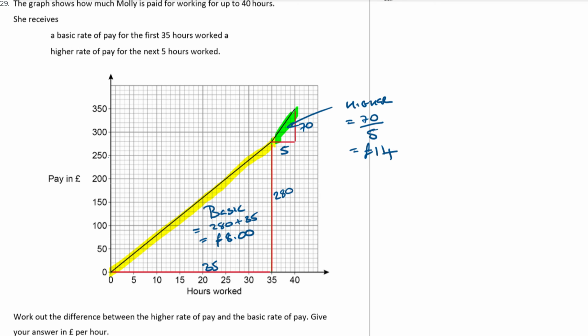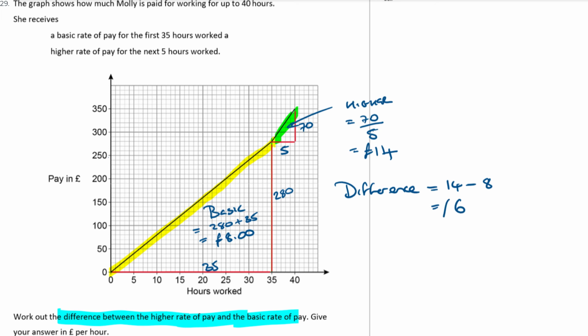Okay, we done? No, because we want to work out the difference between the higher rate of pay and the basic rate. So the difference is going to be equal to the higher rate subtract the basic rate. So it's going to be £6. Okay, so she earns £6 more.